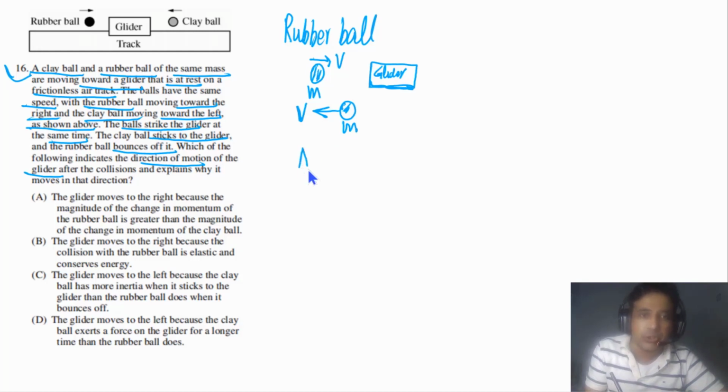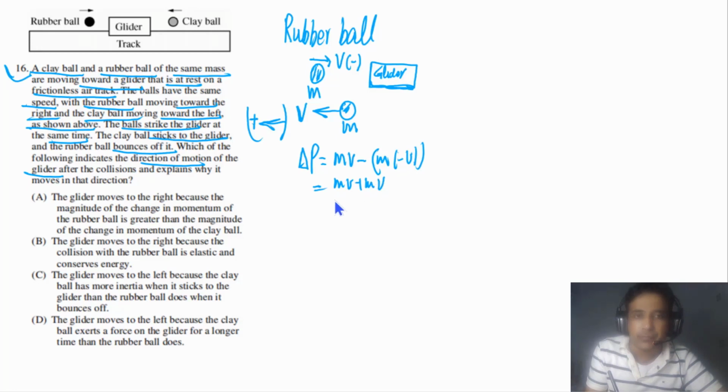So the change in momentum of this ball, if we take in this case to the left positive, we will take this velocity positive. So we have mv minus m, and this velocity has to be negative, so we have minus v. Now if we solve this one, we will get mv plus mv. So the change in momentum of the rubber ball is 2mv, and this change in momentum is to the left.